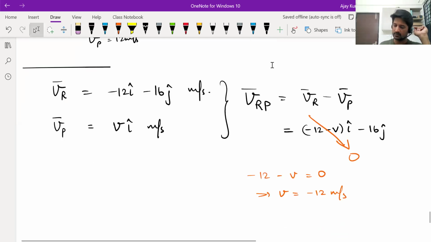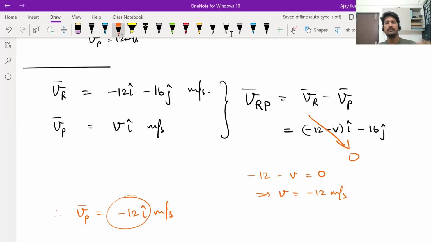That's all. Therefore, the velocity of the person becomes minus 12 i cap meters per second. We are getting the answer along with the direction. This is how you solve it mathematically. Okay. Hope this is clear to all of you.